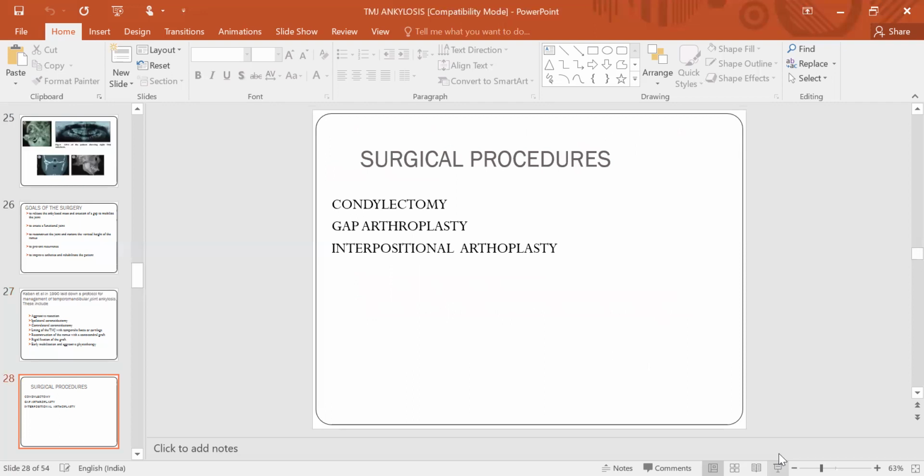And coming to surgical procedures, you need to know condylectomy, gap arthroplasty, and interpositional gap arthroplasty.